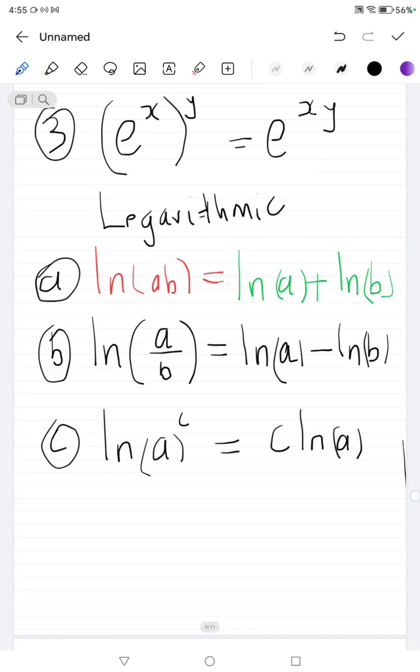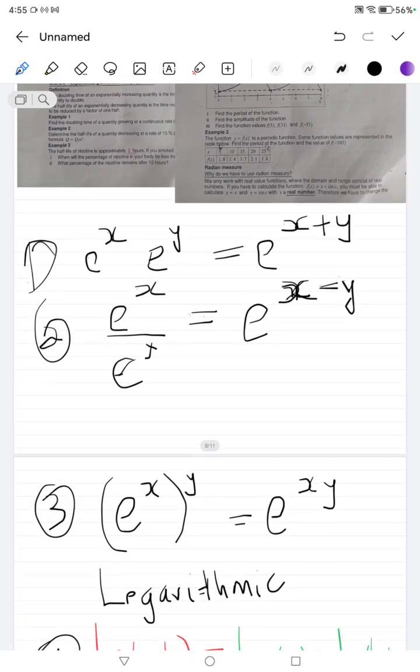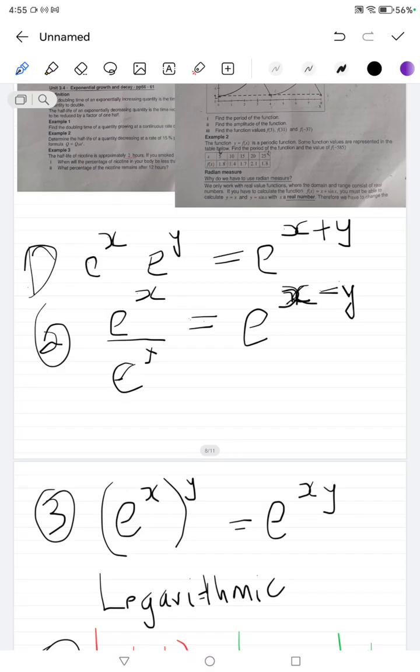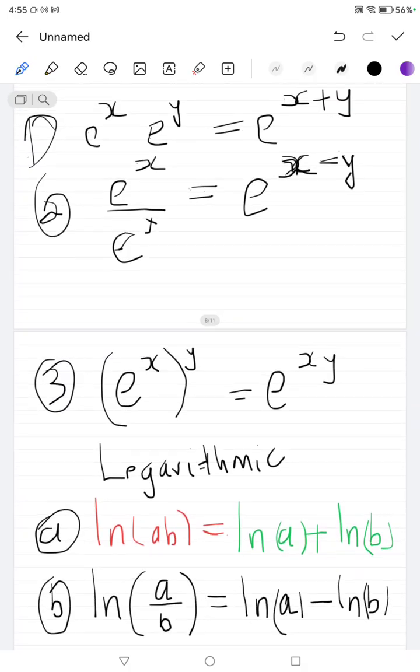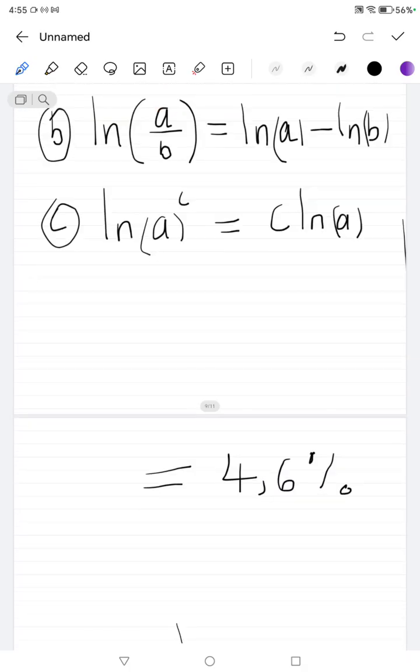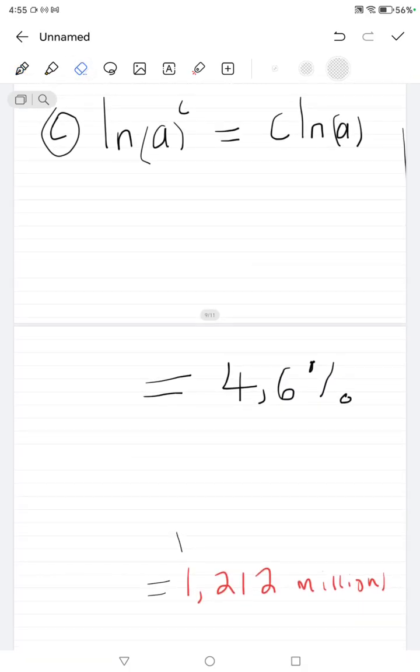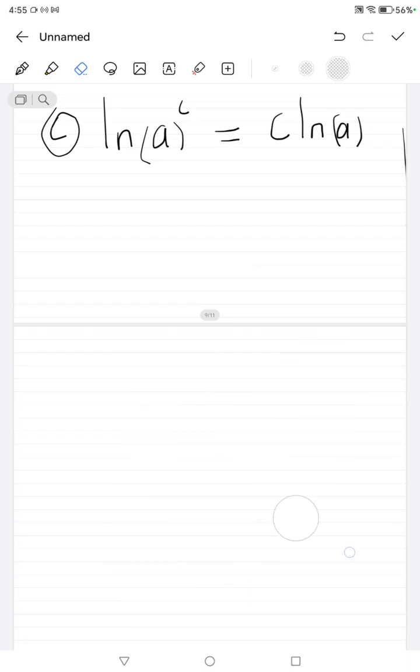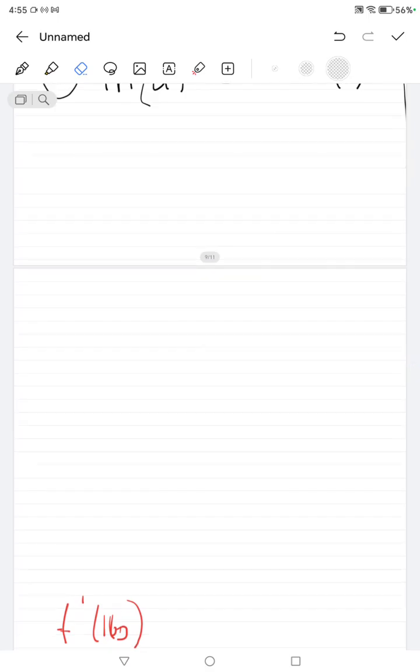So these are the ones that you're going to have, unless I'm missing any. Other than that, the other ones we're just going to remember when we're busy with the examples. So I'm just going to do a few examples with you guys.